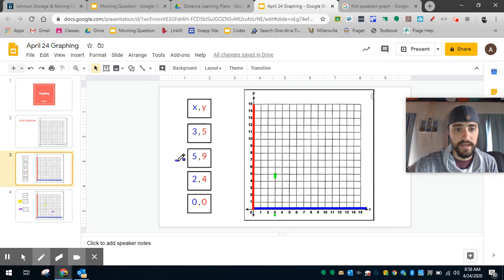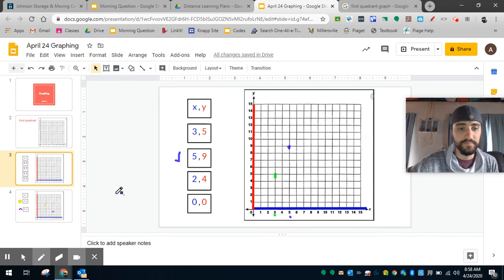All right, let's do this guy. So here our first number in this ordered pair is 5. So the X-axis number is 5. I go over to 5, and then how high do I go? I go up 9. That's right. The second number is 9. I went over 5, and now 1, 2, 3, 4, 5, 6, 7, 8, 9. I go up 9, and my point goes right there.